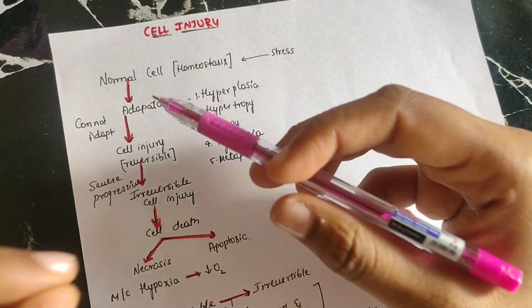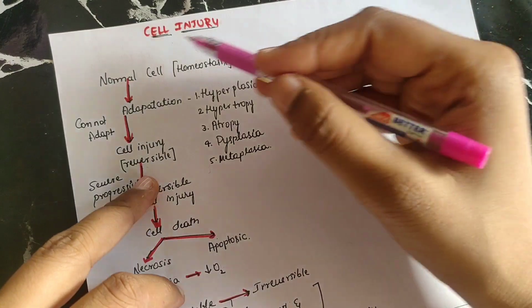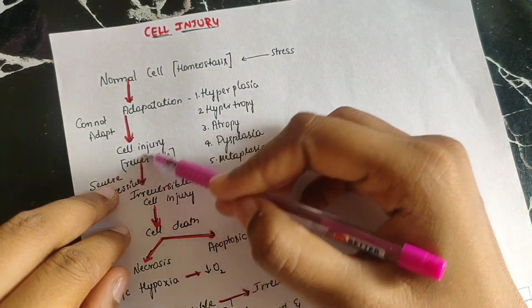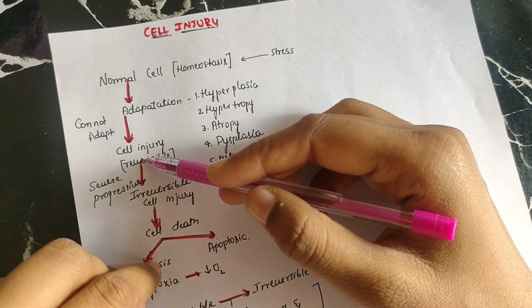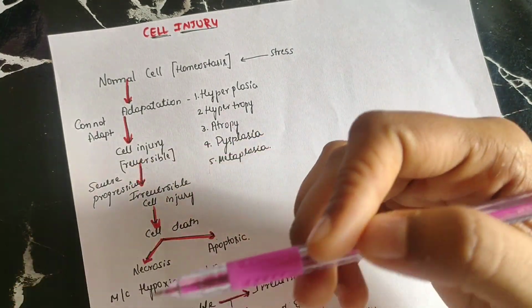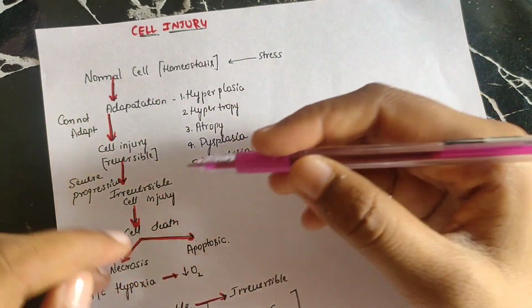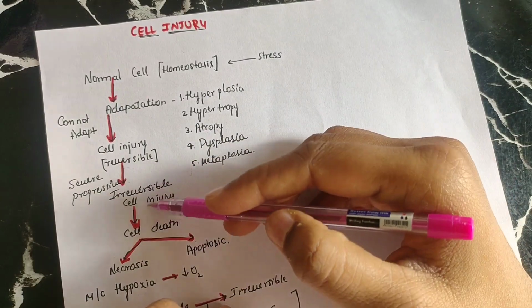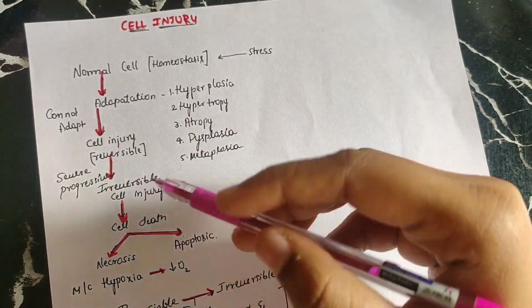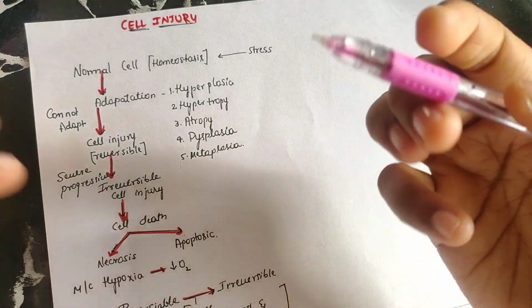Initially the cell injury will be reversible cell injury. Reversible cell injury means whenever the stress is removed, the cell comes back to the normal homeostatic condition. Whenever reversible cell injury becomes severe and progressive, it becomes irreversible cell injury. Irreversible cell injury means there is no way back, so death of the cell occurs. Cell death may occur in two types, necrosis or apoptosis.